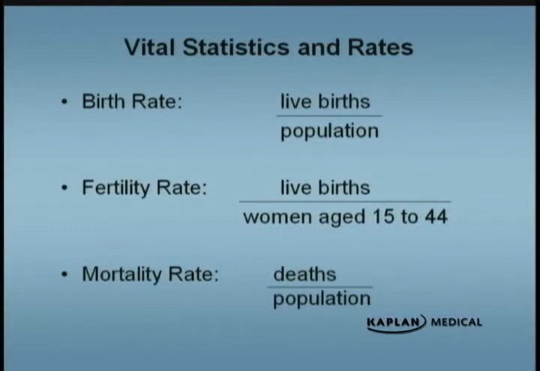Notice what the fertility rate gives us that's different from the birth rate. Birth rate is divided by the entire population, including people not at risk to give birth. Fertility rate uses a denominator of much more practical utility, simply women who are most likely to be the ones giving birth.